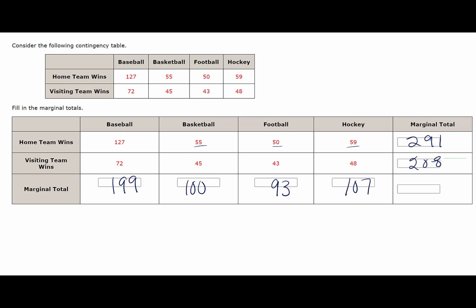Now we have one more blank spot, and there's 2 ways you can find that. You can add 291 to 208, and that gives you a total of 499. But to double check yourself, you can also add straight across the sports. 199 plus 100 plus 93 plus 107 is also 499.